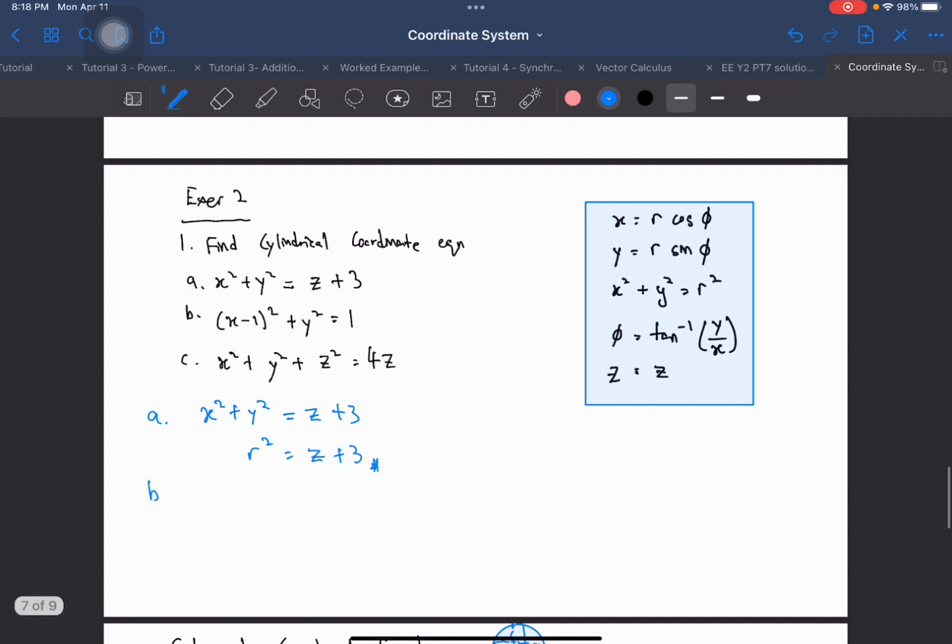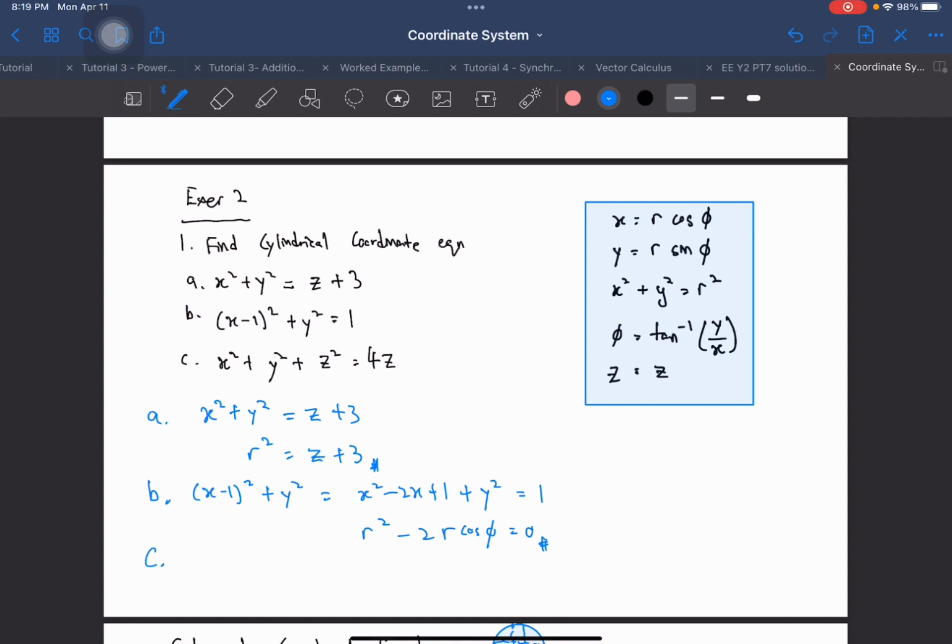The first question is easy. So the second question might be harder. Expand this. You got x squared minus 2x plus 1 plus y squared equals 1. So 1 and 1 you can cancel, and x squared plus y squared is r squared. So what is x? x is r cos phi, which gives r squared minus 2r cos phi equals 0. And we are done.